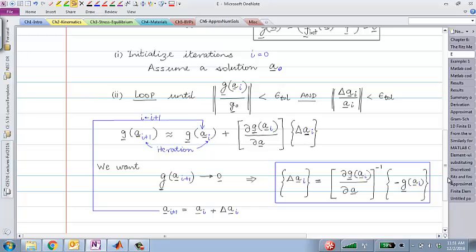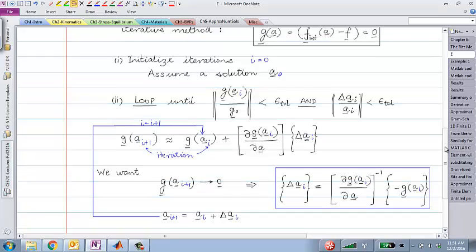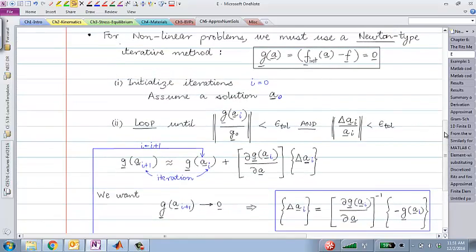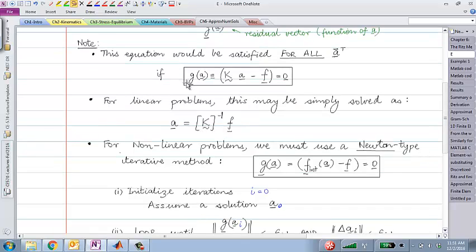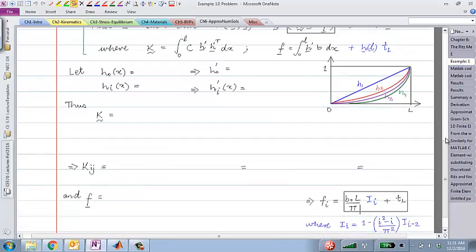And again, if you're interested in this, we can definitely talk more about it, but I won't go into too much detail about non-linear problems of how to solve these equations. We will focus on solving these linear equations for which the solution is simply K inverse times F. And I'll show you an example of how to do this now.